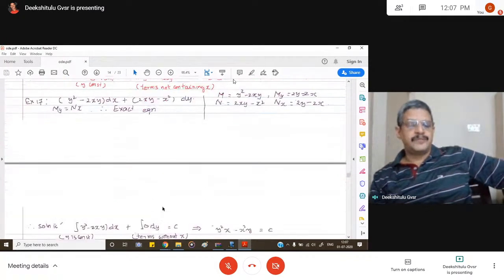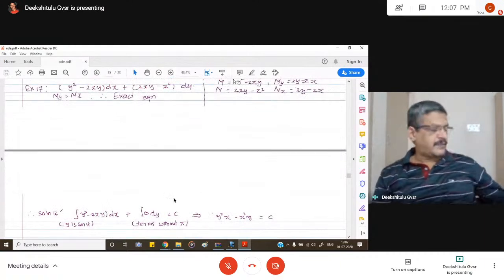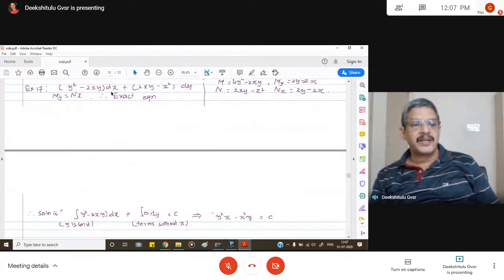Then coming to the solution, what is the formula? The integral of M dx, assuming y as constant, plus the integral of the terms of N which are independent of x.